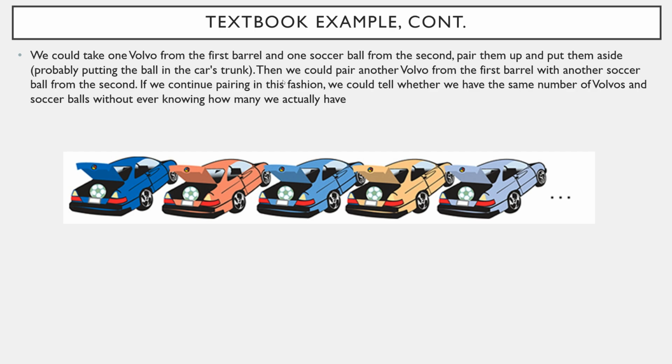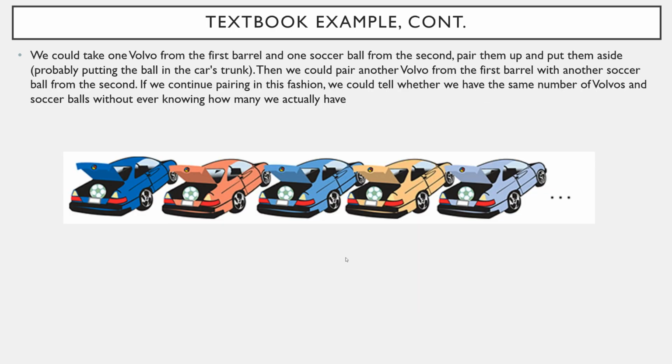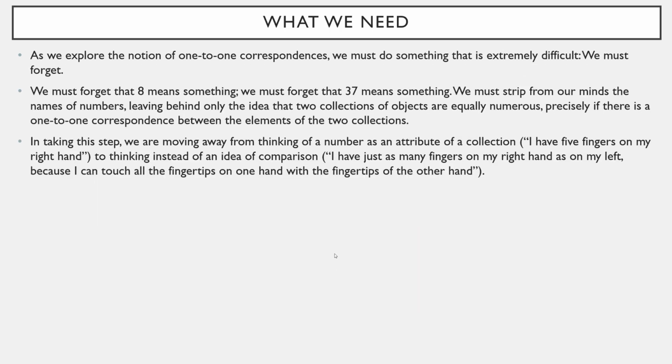Without actually counting anything, if you saw that it ended up evenly, you could say, oh yeah, I have the same number of Volvos as soccer balls. Or if you couldn't do it and there was one left over, you'd say, no, I have one more Volvo, or something like that. That's an illustration of the idea of a one-to-one correspondence. If I can take one object from this barrel and one object from this barrel, team them up, and it all evens out perfectly, then you have a one-to-one correspondence. That's the whole idea here.